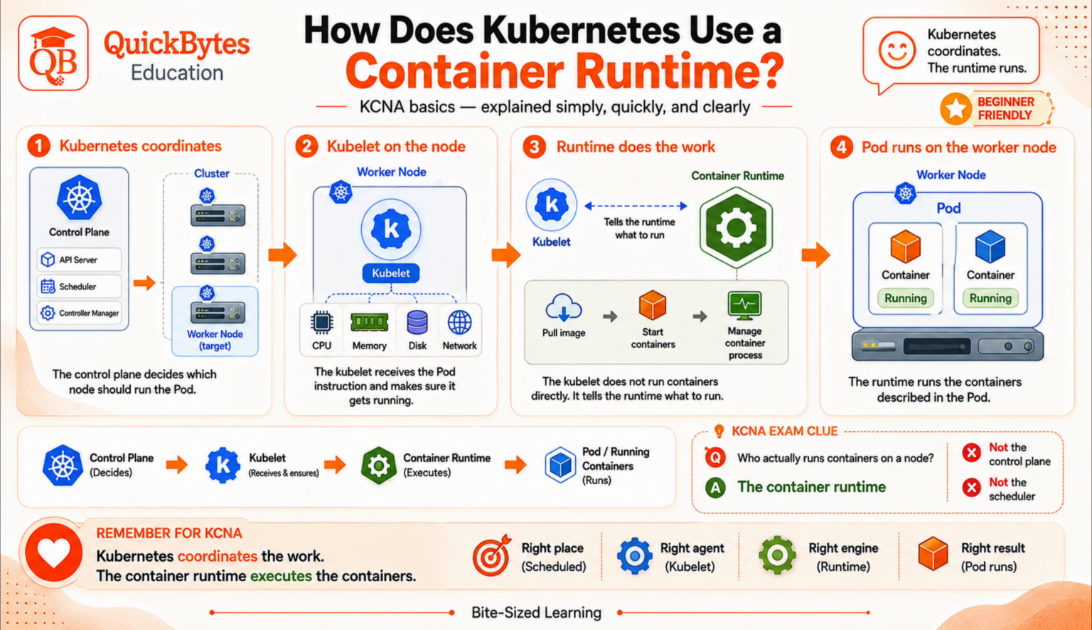So the flow looks like this. The control plane says, "This pod should run on this node." The kubelet on that node receives the instruction. Then the kubelet tells the container runtime, "Start these containers." The runtime does the lower-level work of pulling the image and running the container. On the KCNA exam, they may ask how Kubernetes runs containers across nodes. The key idea is this. Kubernetes coordinates the work, but the container runtime executes the containers.